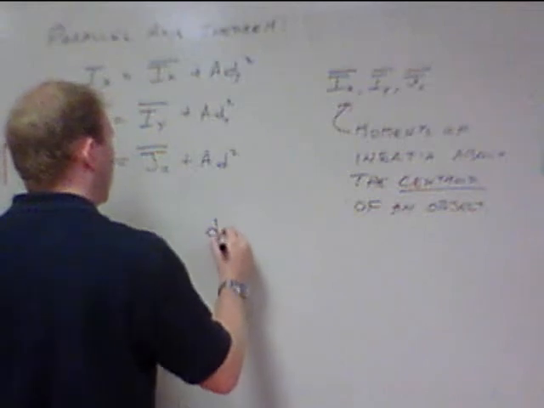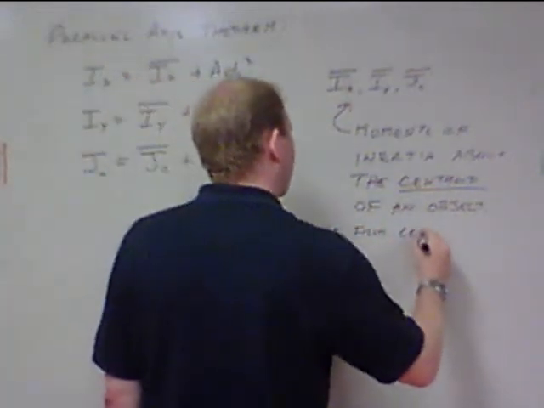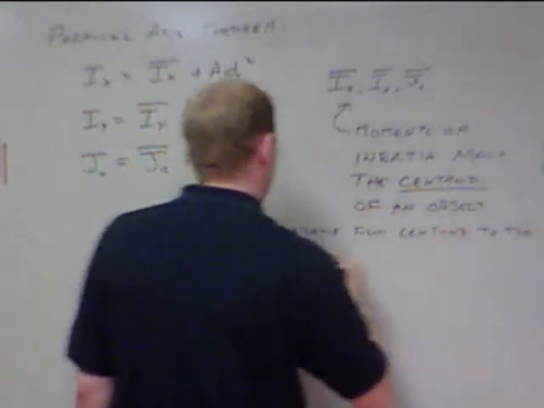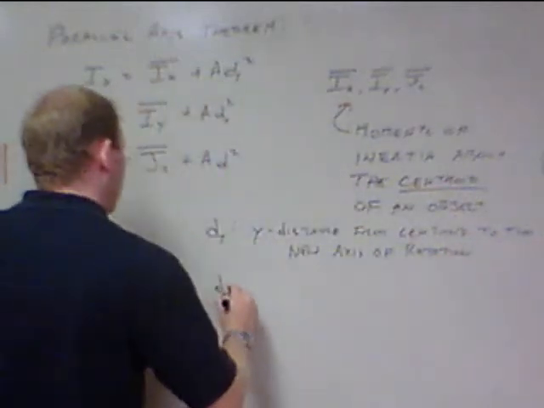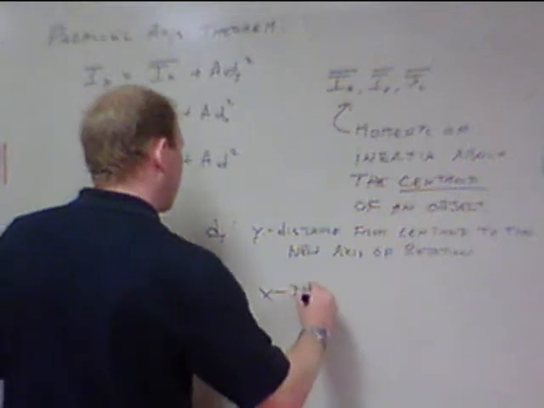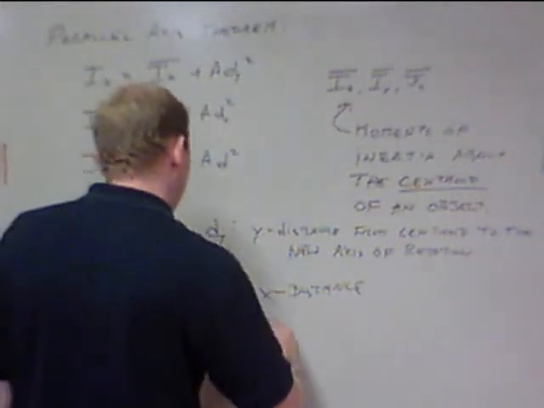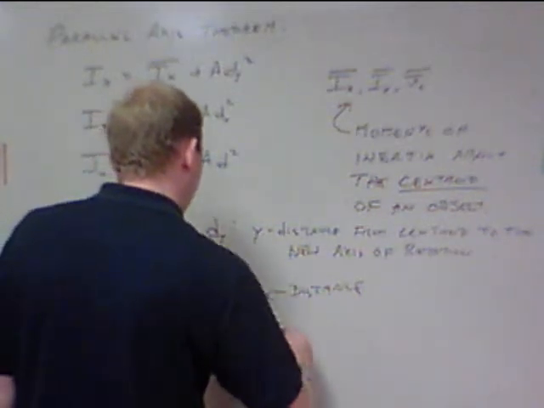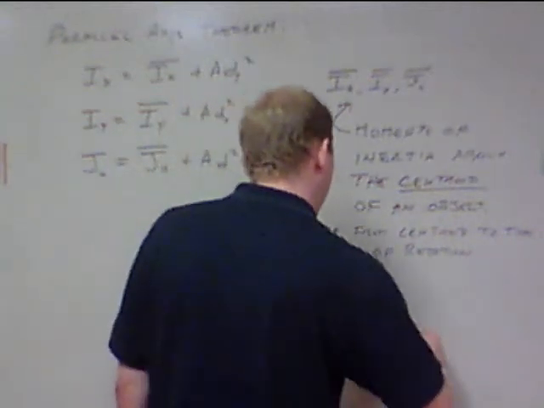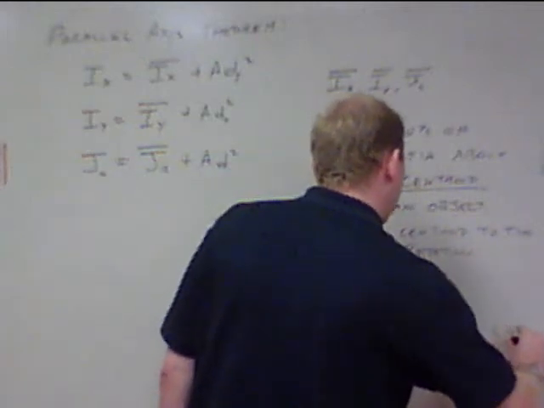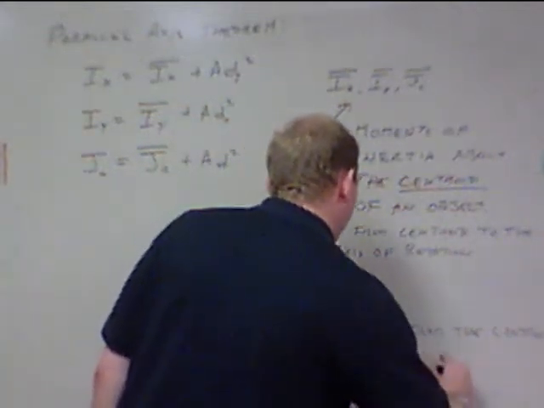And these other terms: dy is the y distance from the centroid to the new axis of rotation. dx is the x distance from the centroid to the new axis of rotation. And d is simply the true distance from the centroid to the new point of rotation.